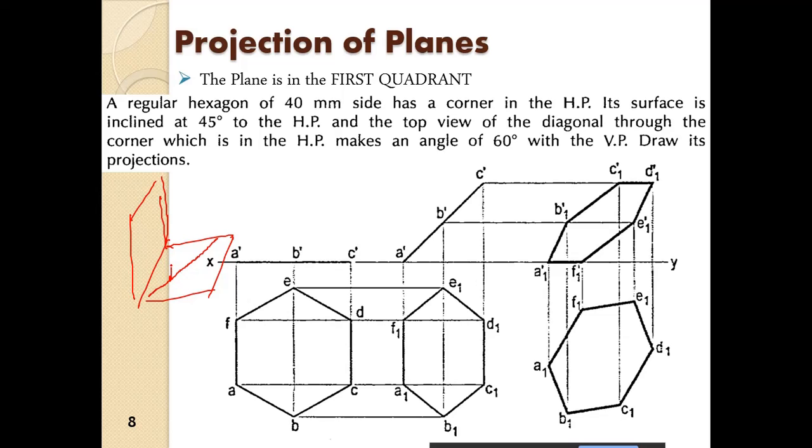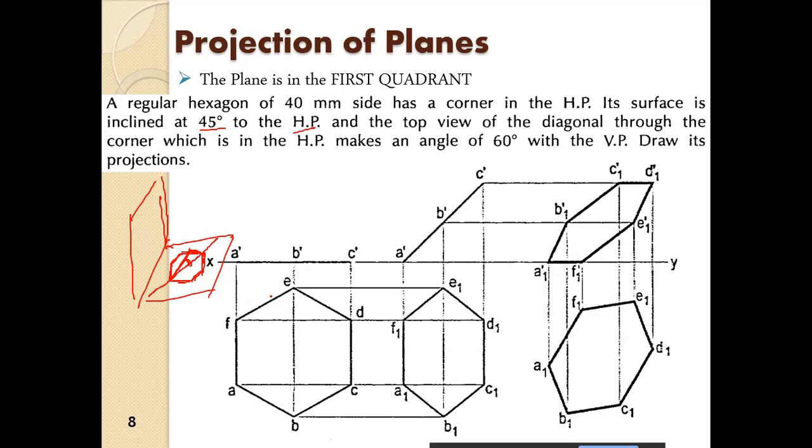Right, so first of all we consider the hexagon to be on the HP itself, on the horizontal plane, so it will look somewhat like this. Then we can see that it has to be inclined at 45 degrees to the HP. So from here we have to rotate this line in such a manner that the entire hexagon is lifted up by 45 degrees. So this angle has to be 45 degrees.